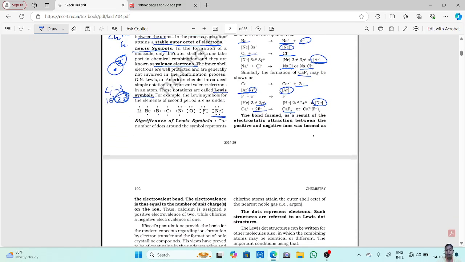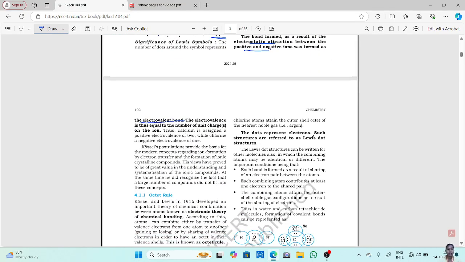Now, the bonds formed as a result of the electrostatic attraction between positive and negative ions are termed electrovalent bonds. The electrovalency is thus equal to the number of unit charge on the ion. What is the charge on the ions is what the electrovalency is. Thus calcium is assigned a positive electrovalency of 2, while chlorine a negative electrovalency of 1.